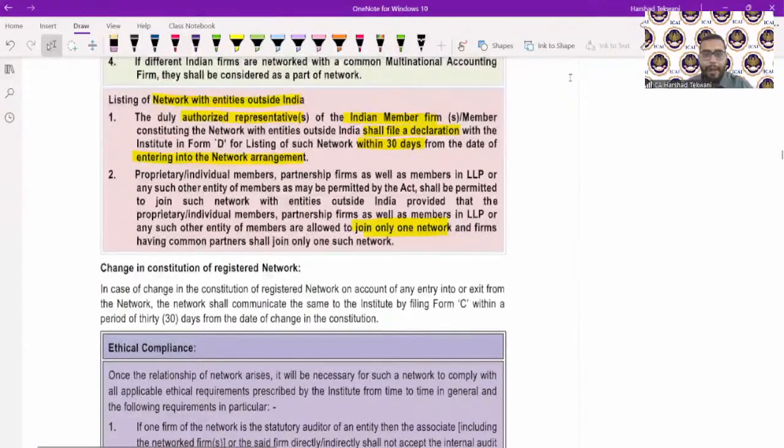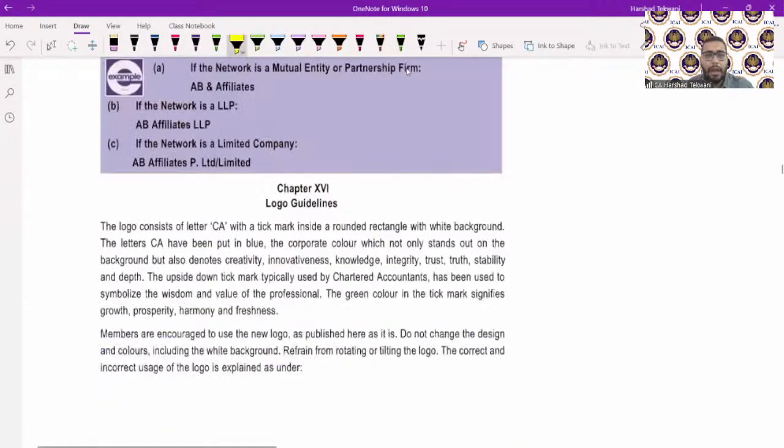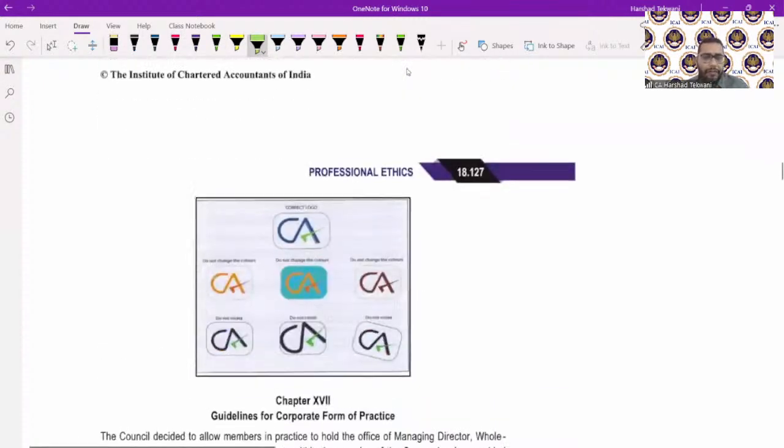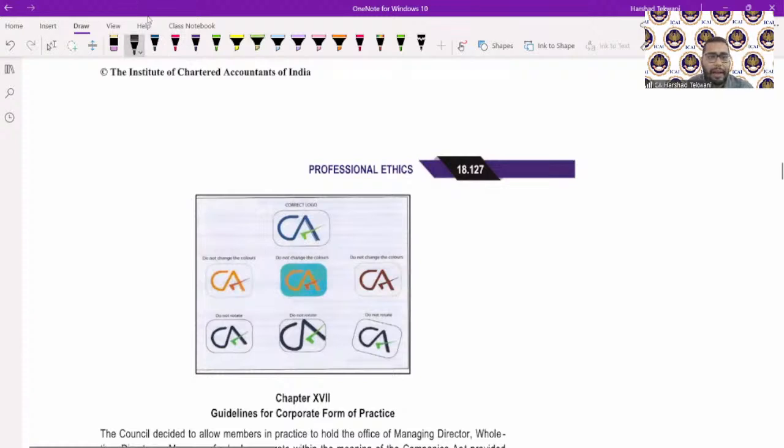Okay. Then I'll touch upon one more area over here, which is the chapter logo guidelines. Now there is a logo defined. Okay, this is the correct logo. In any way, you cannot alter the logo. If you want to use it, you cannot alter it. Neither change colors, neither background colors nor foreground colors.